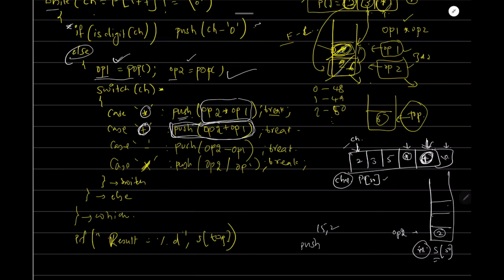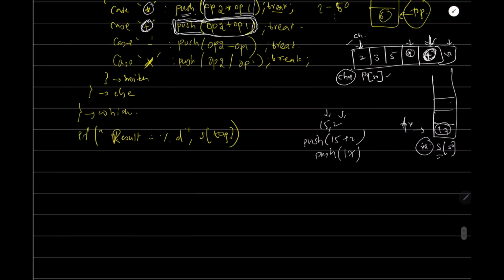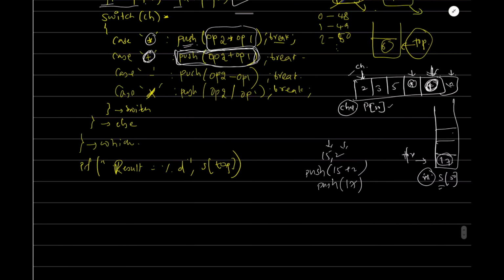So first let's pop from the stack. These two elements are popped, and as it's a plus operator, we will be pushing op2 plus op1, 15 plus 2. So 17 will be pushed to it, and top will currently be here, right? This is the final result of the postfix expression evaluation. So this will be written.